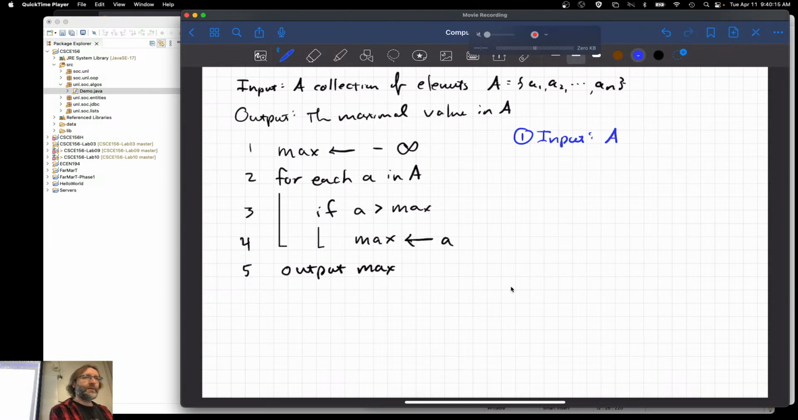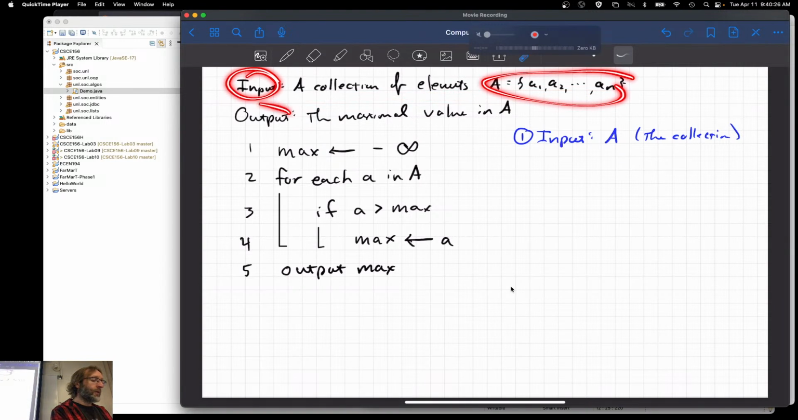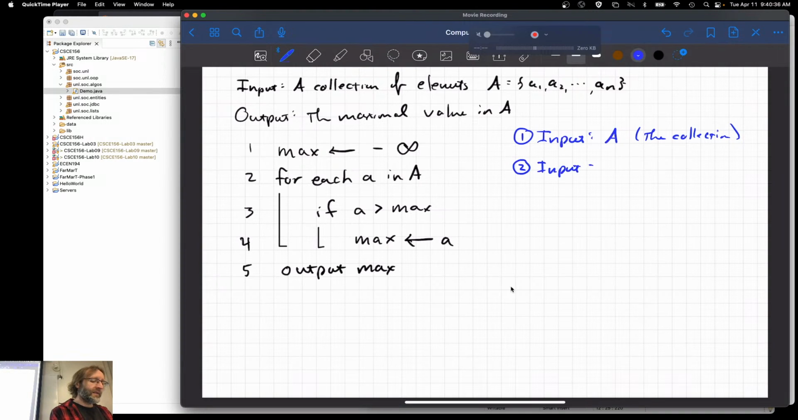The collection A. Would you want a line of pseudocode for that? Well, I've got it written at the top. Writing good pseudocode means writing input and output. Sometimes these are called preconditions, postconditions, whatever. But writing good pseudocode means that you've done that. What's the input size here? I've also encoded that as part of the input.